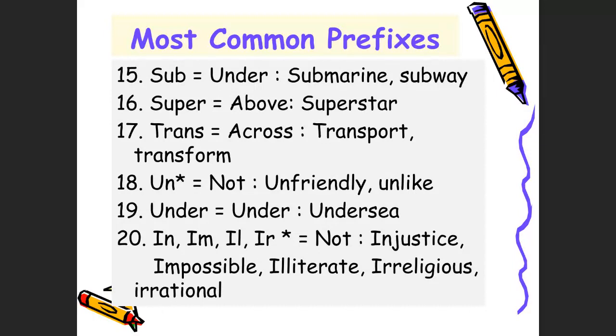Here you have sub, that is under. For example, submarine, subway. Super, that is above. That is a superstar. Trans, that is across. Transport, transform. Un, that means not. Unfriendly, unlikely, or unlike.